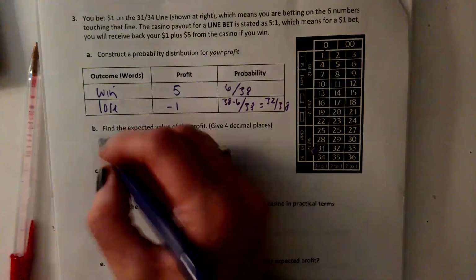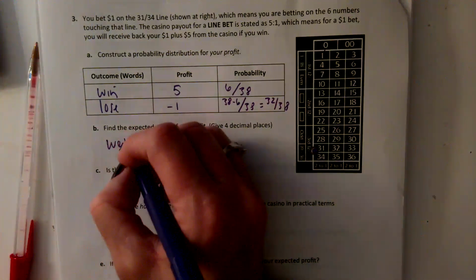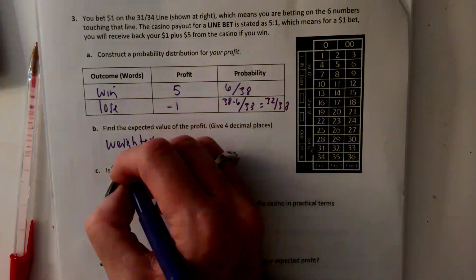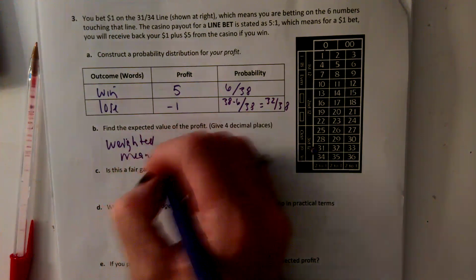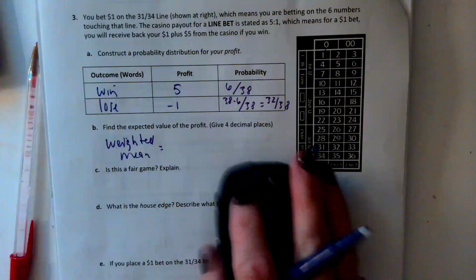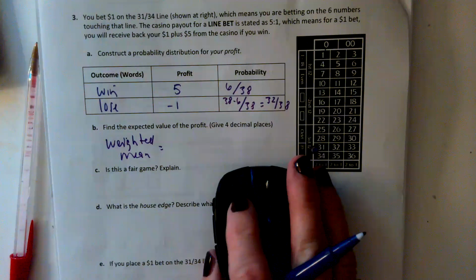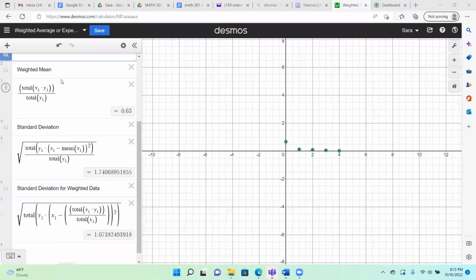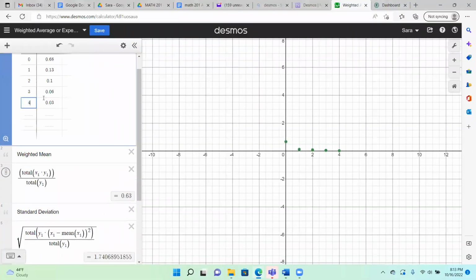Find the expected value of the profit. That is the weighted average in Desmos, the weighted mean. So I'm going to go back to our Desmos momentarily. And I'm going to delete those.